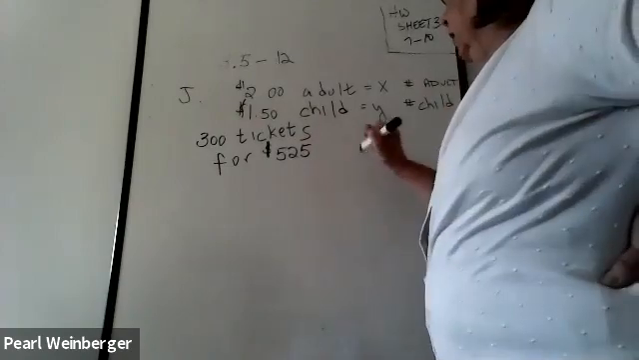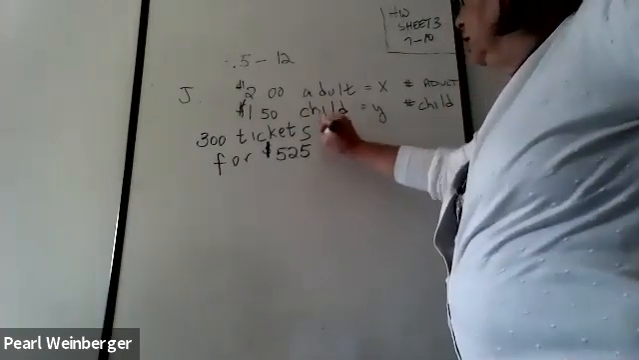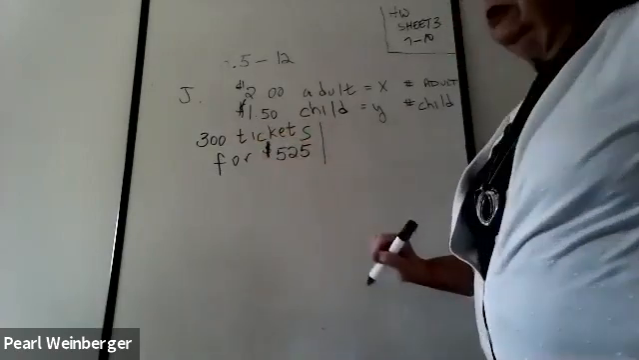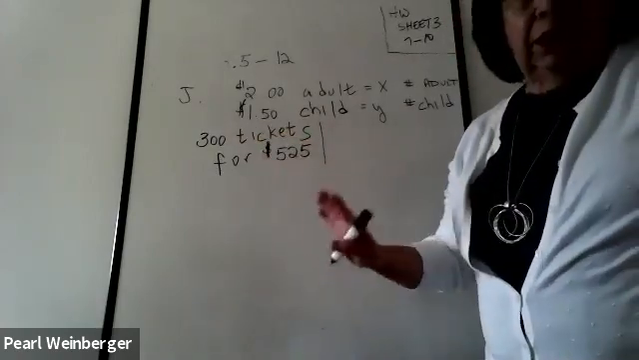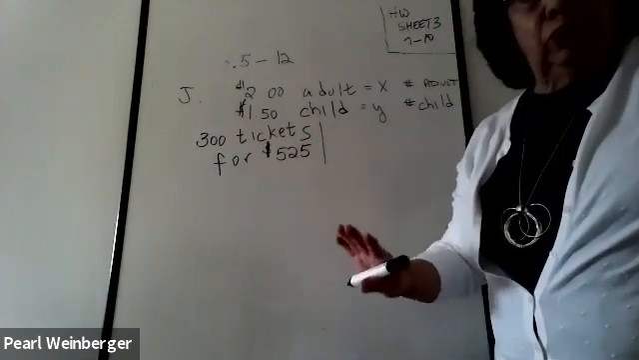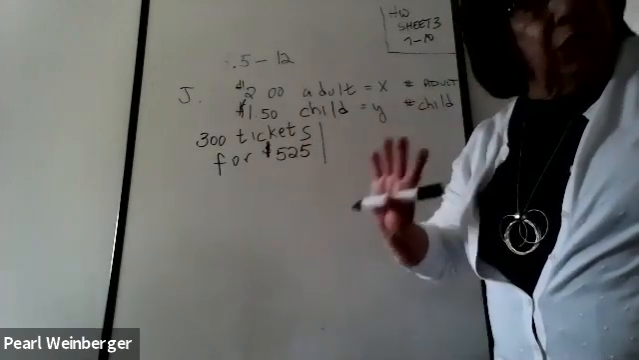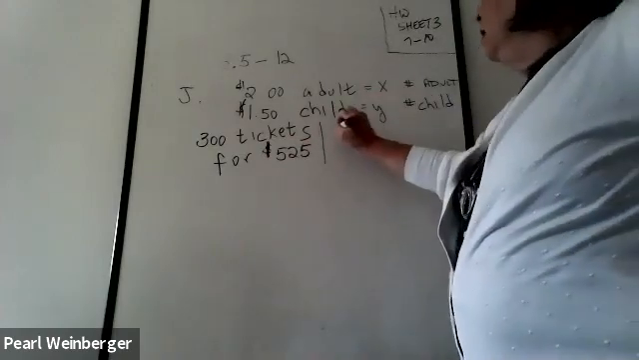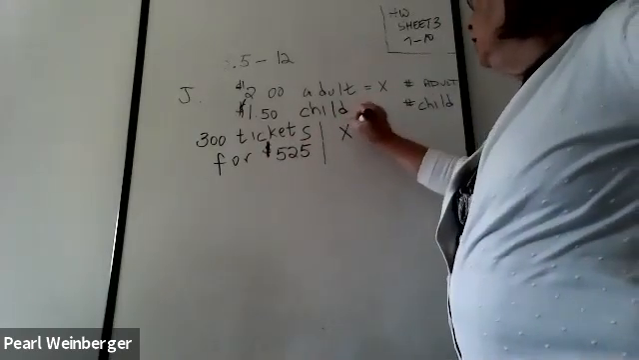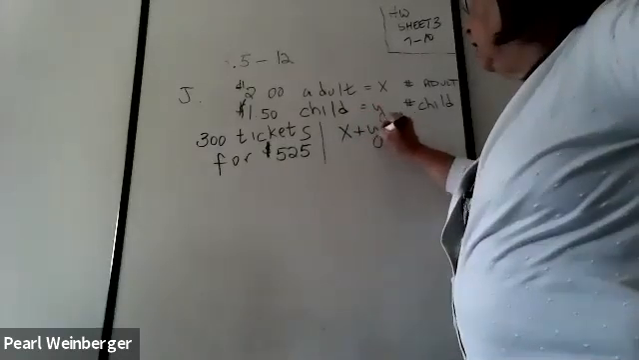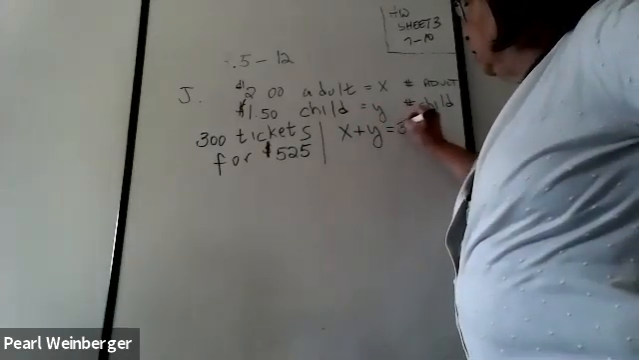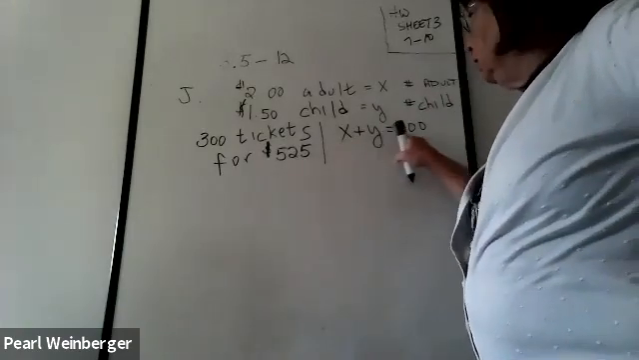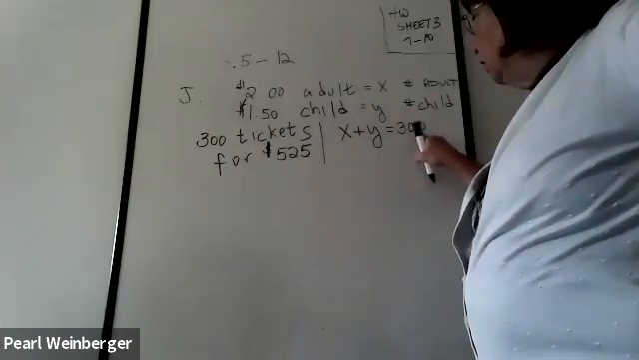And again, let's set up our system of equations. Okay, the first thing we know is that there are 300 tickets that were sold. Remember, that has nothing to do with how much money was made. It's just a total number of tickets. So that means that my first equation becomes X plus Y equals 300. The number of adult tickets plus the number of children's tickets is the total number of tickets, which is 300.